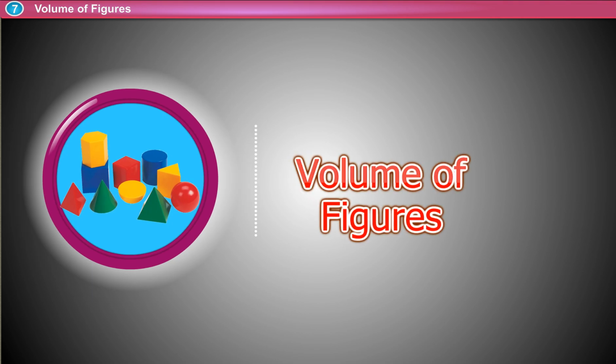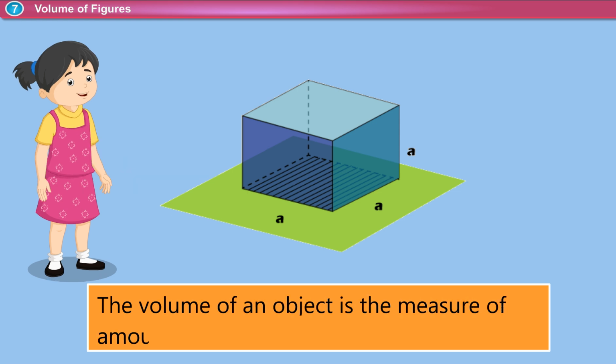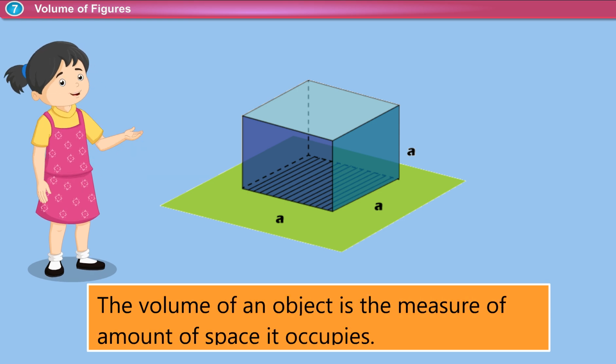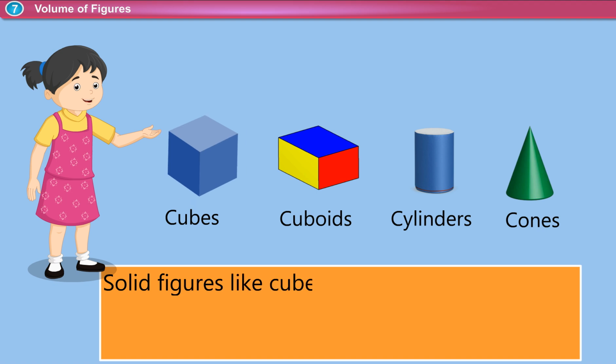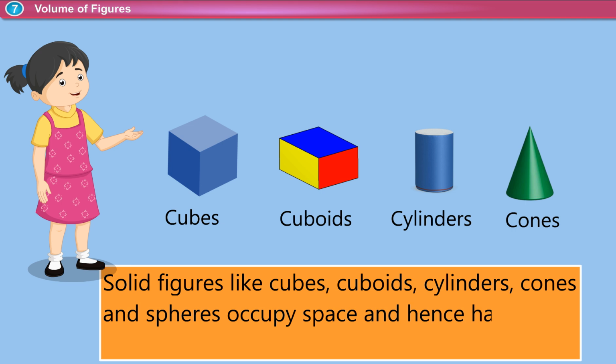Lesson 7. Volume of figures. The volume of an object is a measure of the amount of space it occupies. Solid figures like cubes, cuboids, cylinders, cones and spheres occupy space and hence have volume.